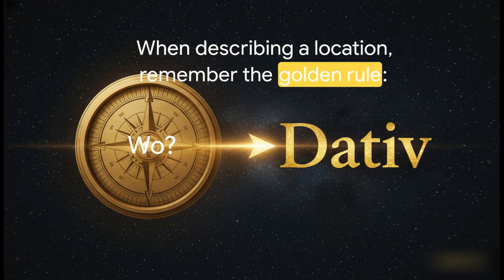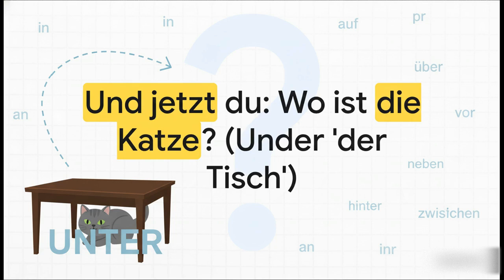So, if you only remember one single thing from all of this, please let it be this. When you are describing where something is, a static location, just ask yourself the wo question. The answer will always lead you straight to the dative case. That's your compass. And now it's your turn.